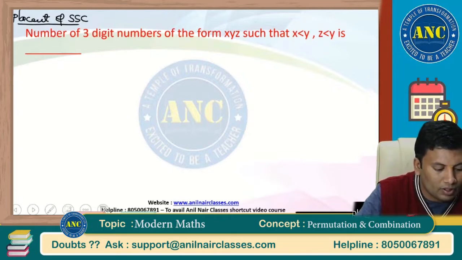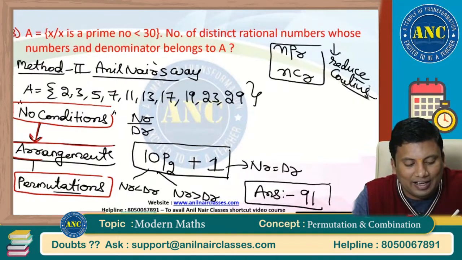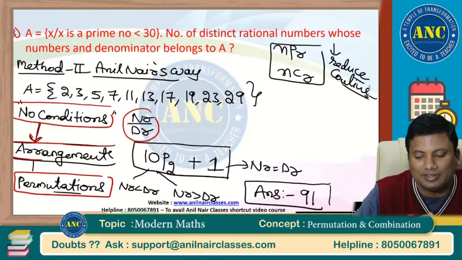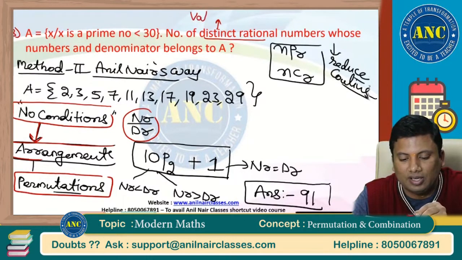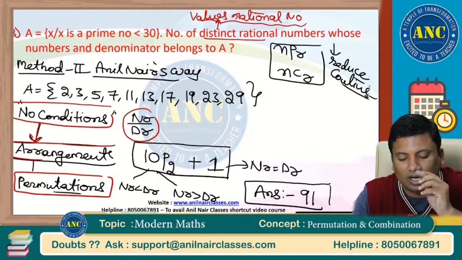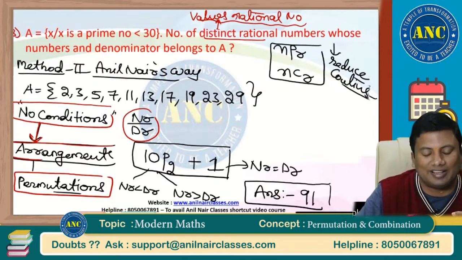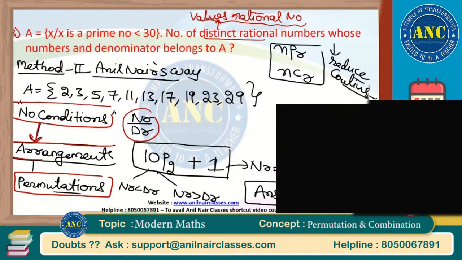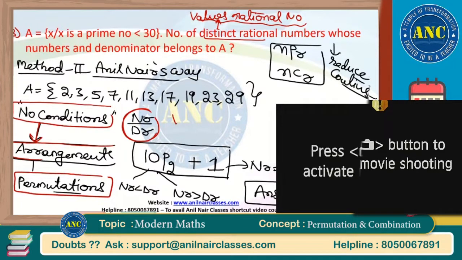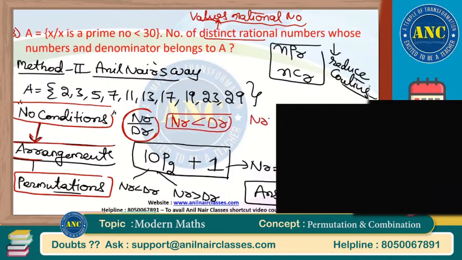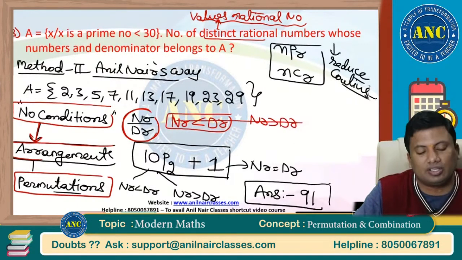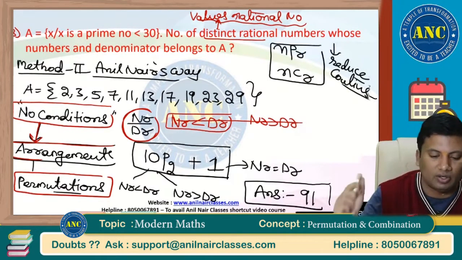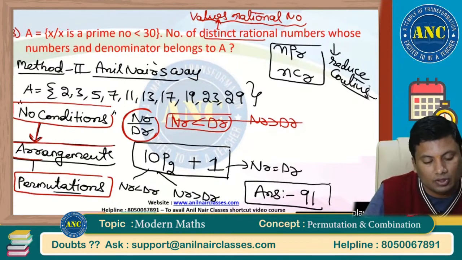That is not a condition. Is there any condition on numerator and denominator? These are the values a rational number can take. The value has to be distinct, and that is not a condition. Condition means on the values of numerator and denominator. When I say condition, it is only numerator should be less than denominator, or only numerator should be greater than denominator. These are the conditions on the numerator and denominator. I hope it is clear.